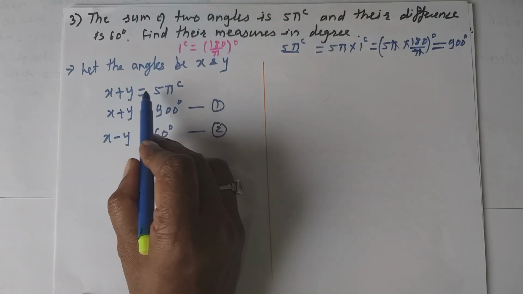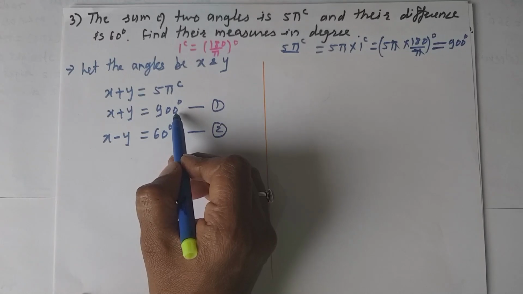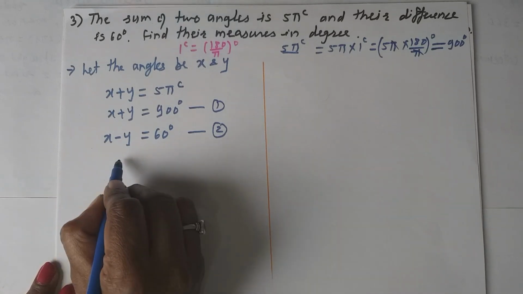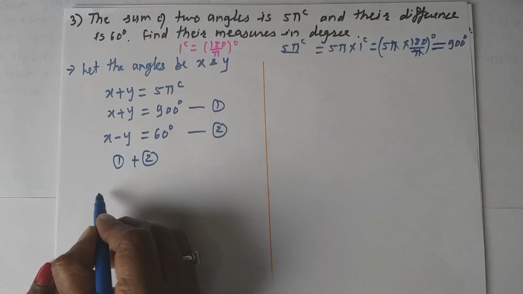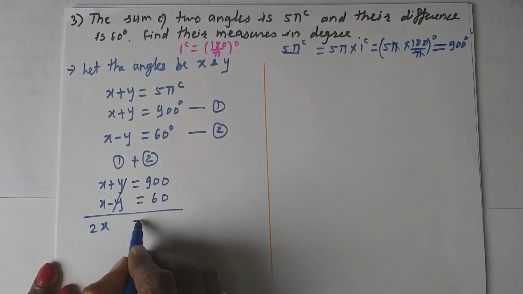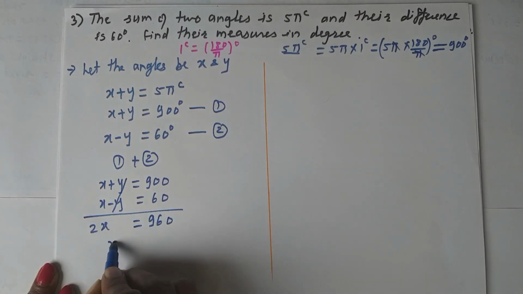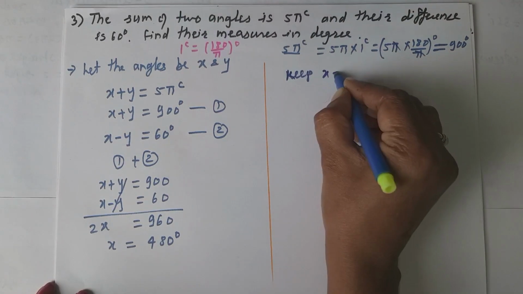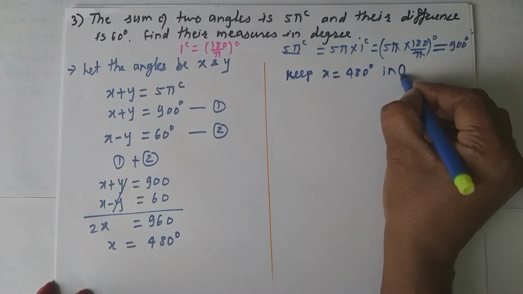What I have done here, this radian measure I have converted into degrees, because both the equations should be in the same measure. Now add 1 and 2. Take the addition of these two equations. After adding, y will get cancelled, and 2x is equal to 960, and I will get x is equal to 480 degrees. Now here I have got one angle, x, 480 degrees. To find the second angle, I will keep the value of x in either equation 1 or equation 2. Now keep x is equal to 480 degrees in equation 1.